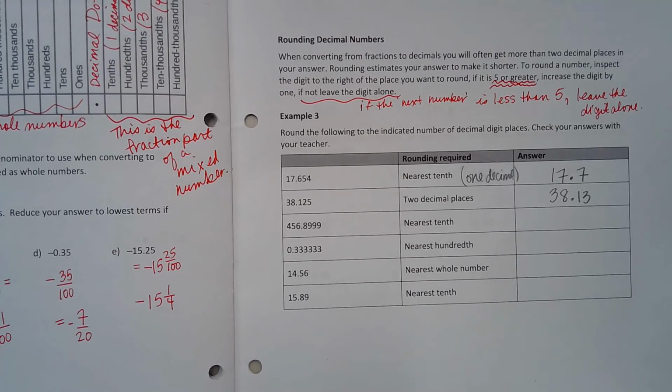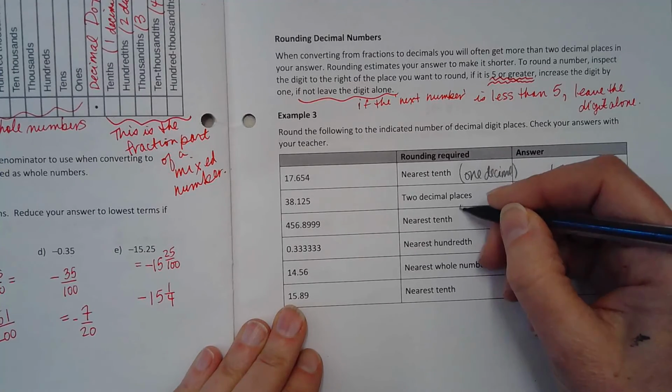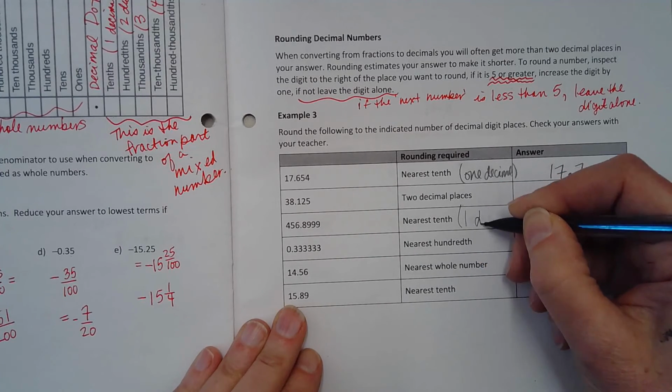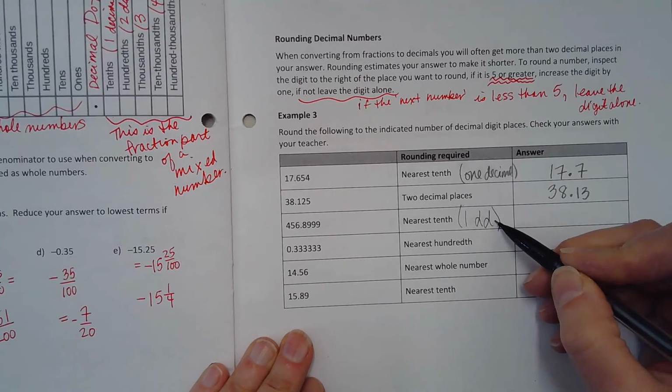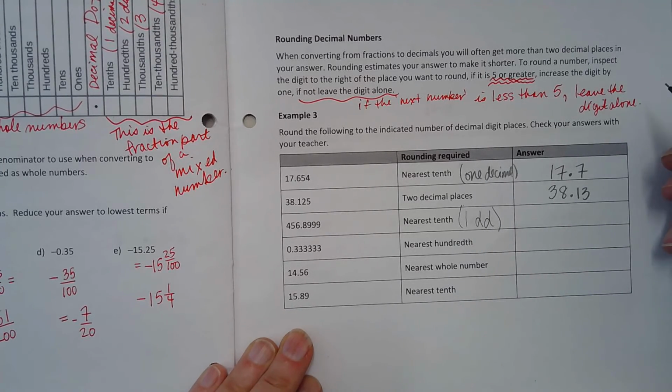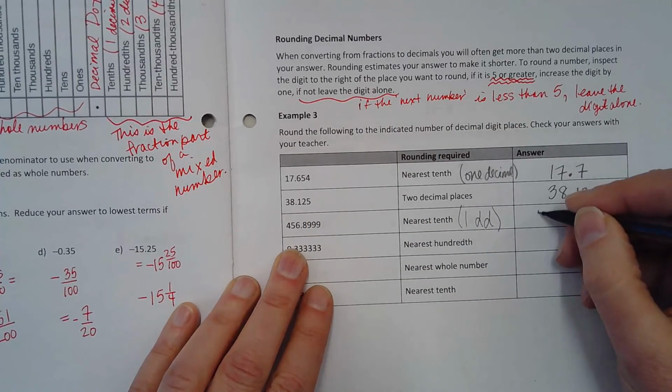Okay, how about the next one? 456.8999. I want the nearest tenth, so 1 decimal digit, right? Okay, I'm going to introduce you to a new little shorthand. DD is shorthand for decimal digit, okay? So it's going to be 0.8 or bumped up to 0.9. What's the answer?